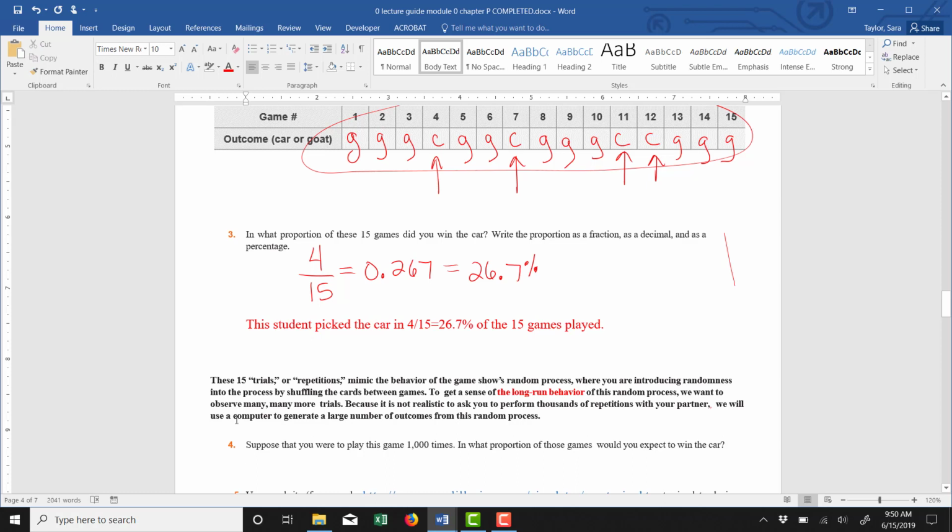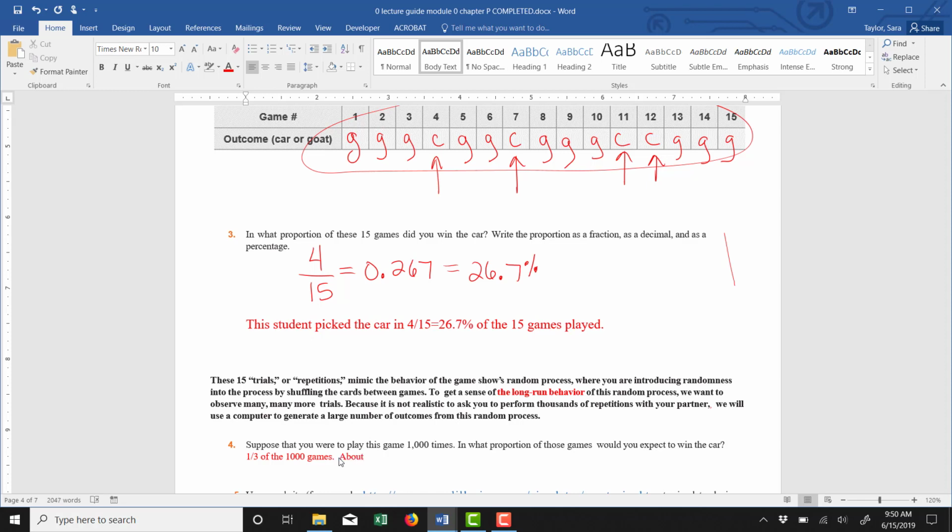If you were to play this game 1,000 times, what proportion of those games would you expect to win the car? So we said above, we expect to win the car like 1/3 of the time. So I would say 1/3 of the 1,000 games. So how many games does that mean? Well, if you find 1/3 of 1,000, you'll get about 333 games.